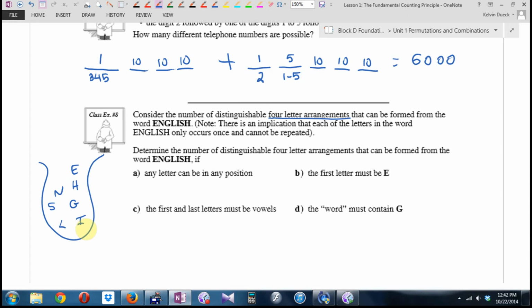All right. It says, determine the number of distinguishable 4-letter arrangements that can be formed from the word English if A, no restrictions. How many letters are we pulling out grand total? How long? So you know what? 4 blanks.